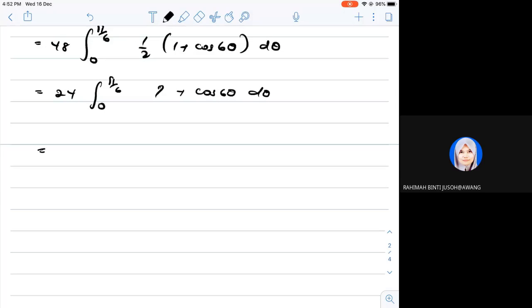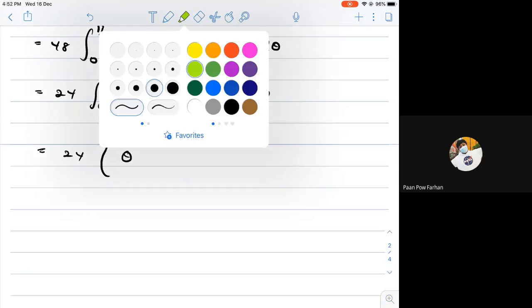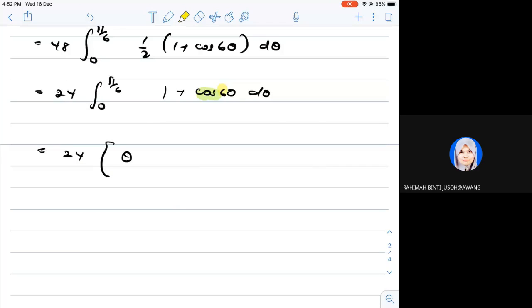Yes, as your friend mentioned earlier, integrate 1, we will get theta. Integrate cos, we will get? Positive sine. Where should we bring this? Over 6. Yes, over 6. So we have plus sine 6 theta over 6.